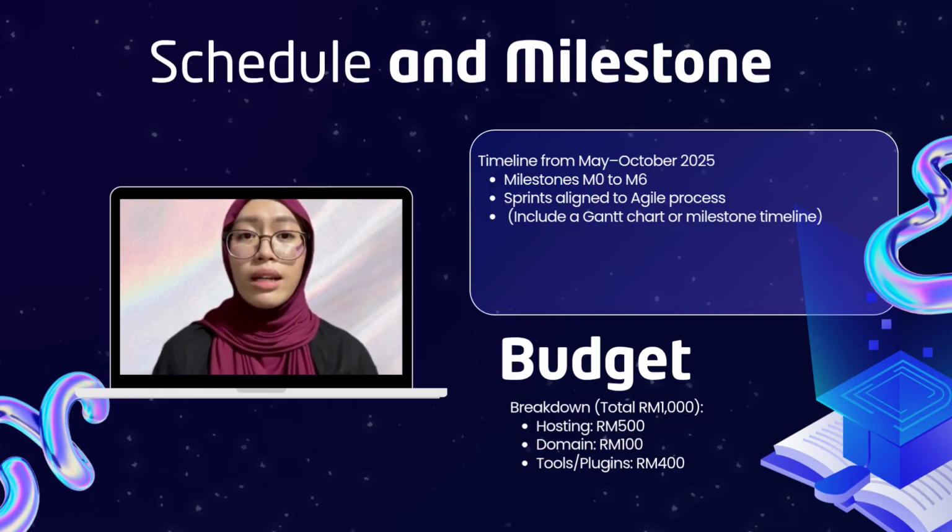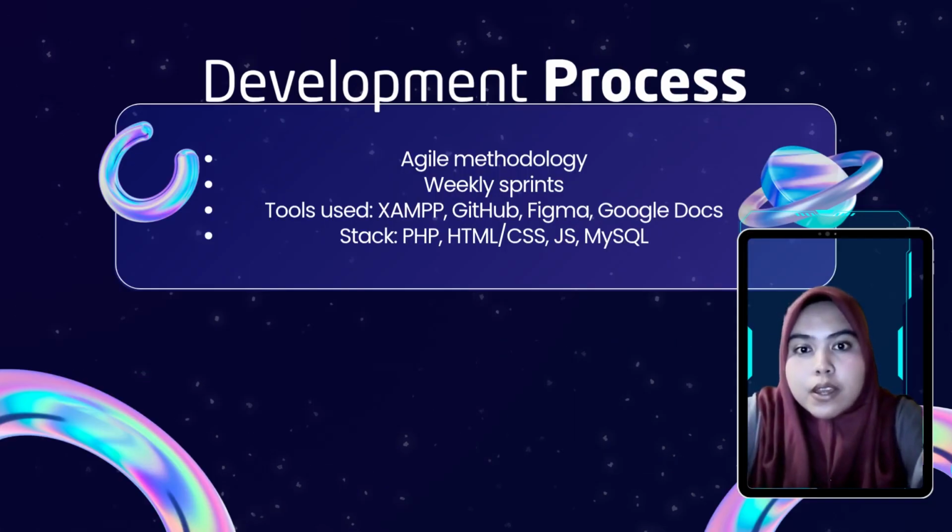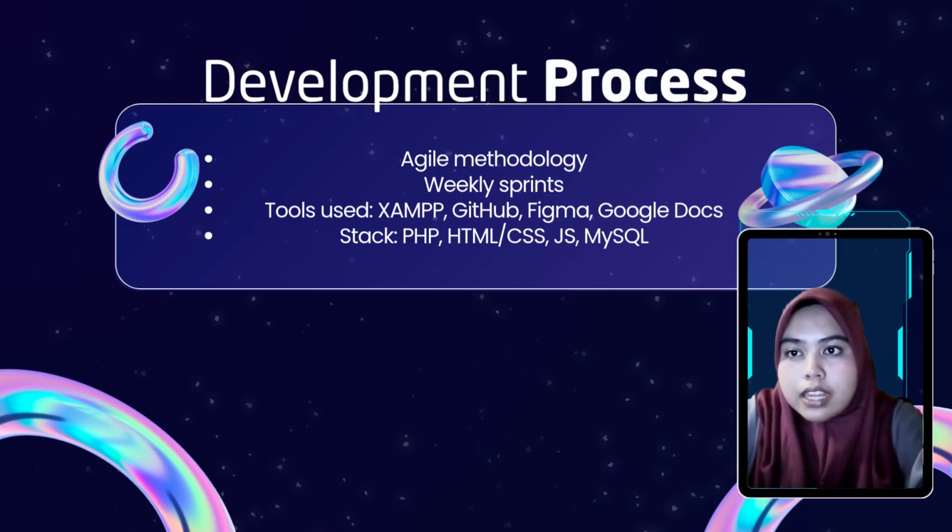For the budget breakdown, the total budget is 1,000 ringgit Malaysia. 500 is for hosting the system online, 100 is for registering the domain name, and 400 is for tools and plugins needed during development. For SAMS, we followed the agile methodology, ideal for a fast-paced student-led project like ours due to its flexibility and adaptability.